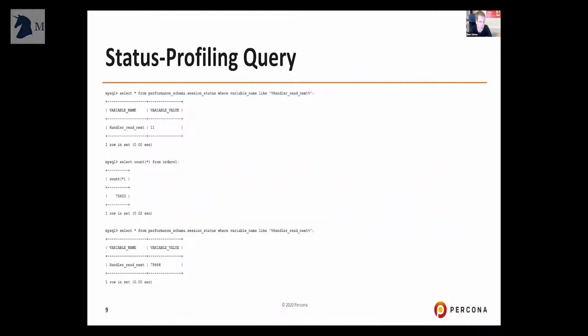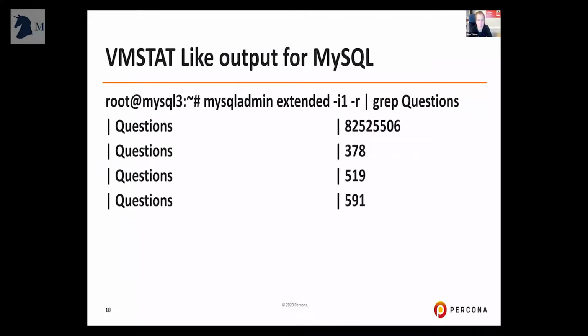That can be very helpful to really understand how exactly the query was executed. Now, in this case, I am suggesting to do the math between the counters, but you also can do FLUSH SESSION STATUS to reset the counters, so you can avoid having to do the math and can just get the counters for a given variable. This can also be used to populate something like vmstat output for MySQL.